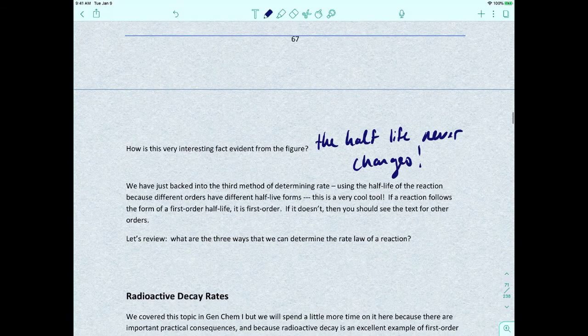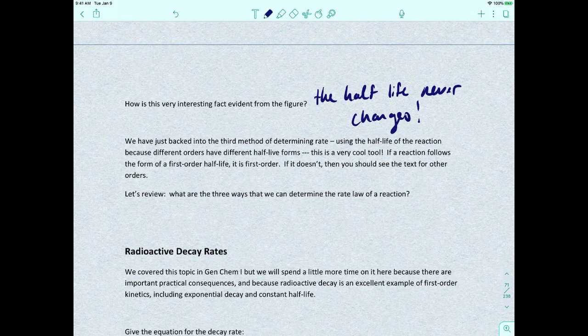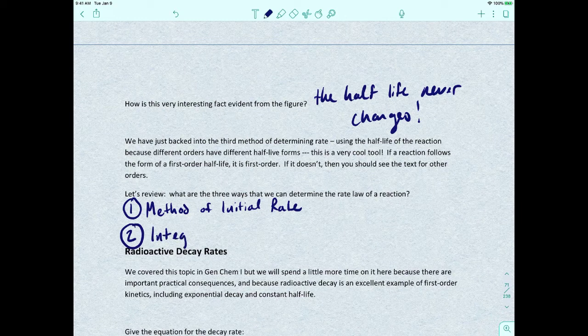and we'll talk about those as we go. All right, so just to review, what are the three ways that we can determine the rate law of a reaction? I just said this, but let's write it down anyhow. The first one was the method of initial rates. That's where we take the experimental data and figure out the exponents, figure out K, all that good stuff. Second one was to use the integrated rate law, and we talked about that for a first order reaction already. And the third way is that we could use half-lives.